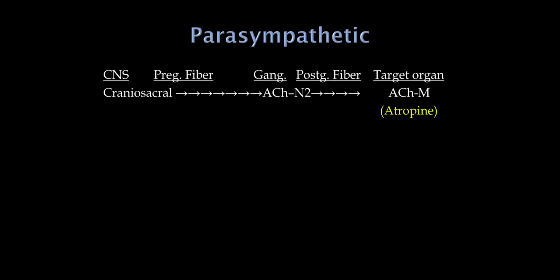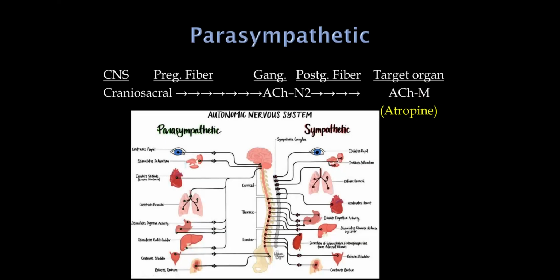Now let's talk about the parasympathetic system. Again, the fibers here are craniosacral, and on effector tissue, it's acetylcholine stimulating muscarinic receptors. And atropine we'll come back to as a medication, which potently blocks muscarinic receptors. So now we'll be going into just the opposite thing with the parasympathetics.